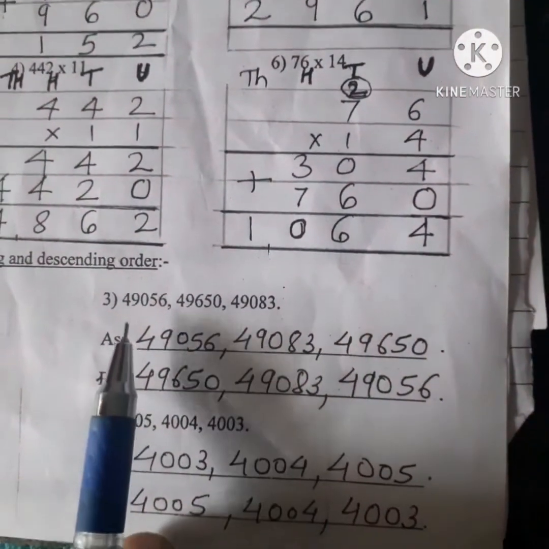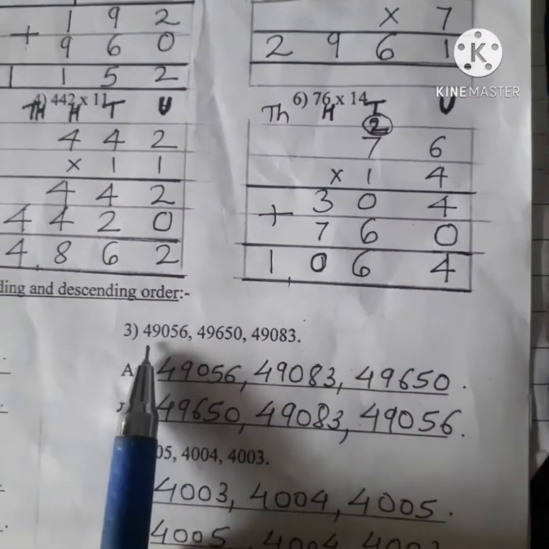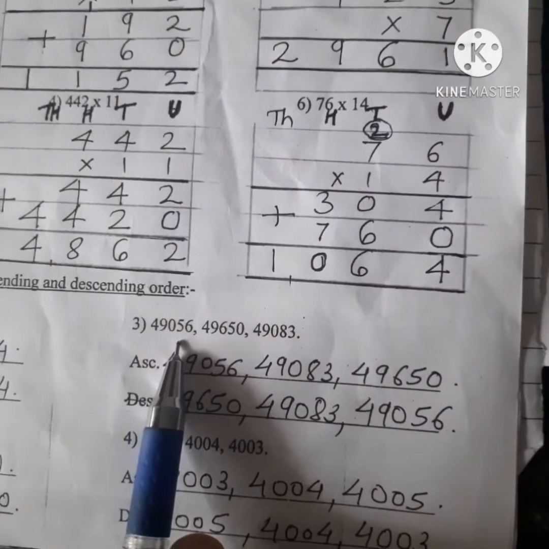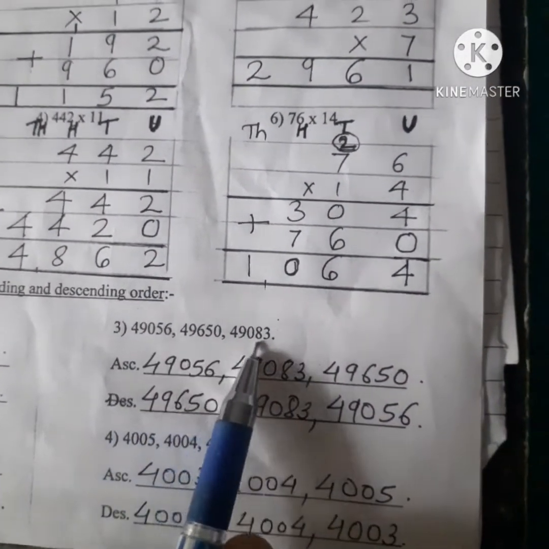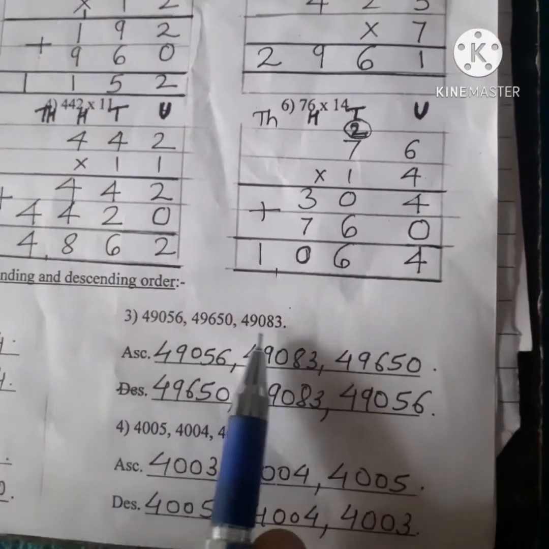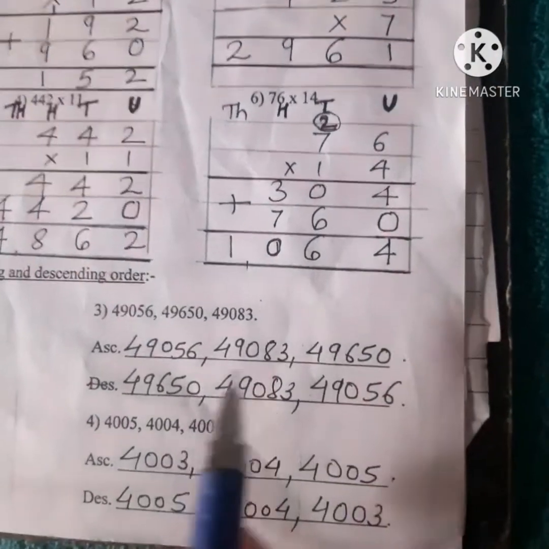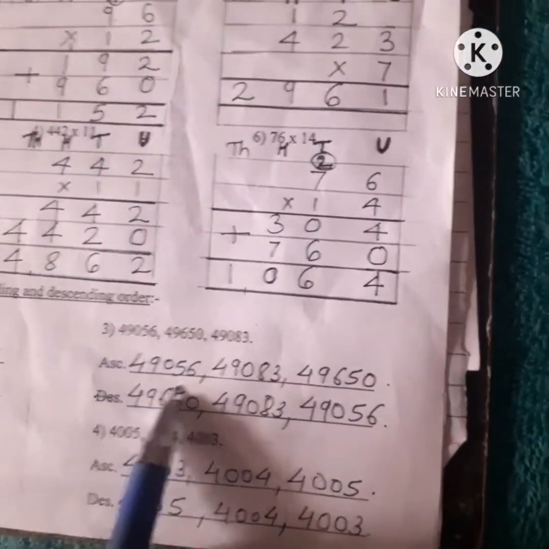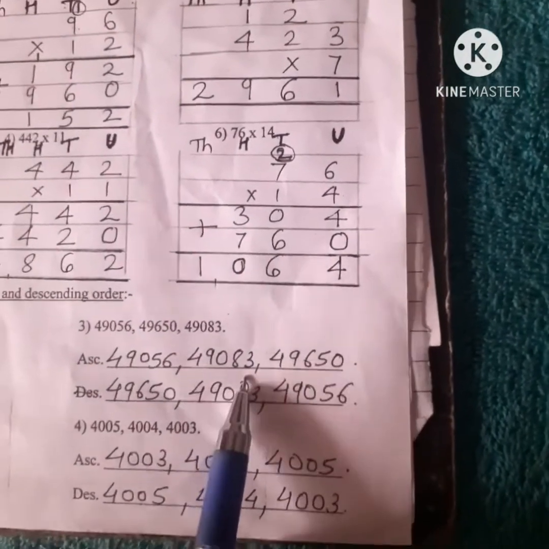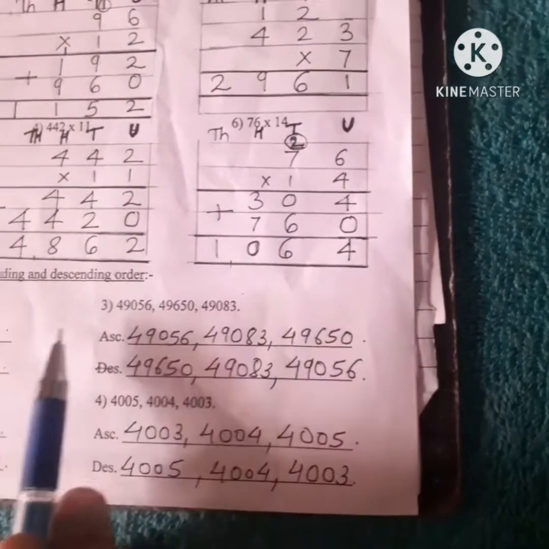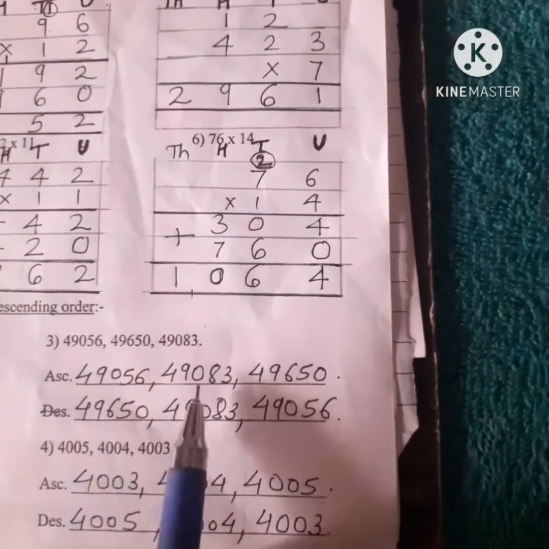Now we'll continue with our question number 3. See in this again thousands and ten-thousands place you can see 49,000, 49,000, 49,000. So what we will see? We will see the hundreds place. Hundreds place if you will see here 0, 5, 6 means 56 and here 83 and here 650. So we will start with our smaller number, that is 49,056. Then 49,083 and then last number is 49,650. This is the way from smaller to bigger.